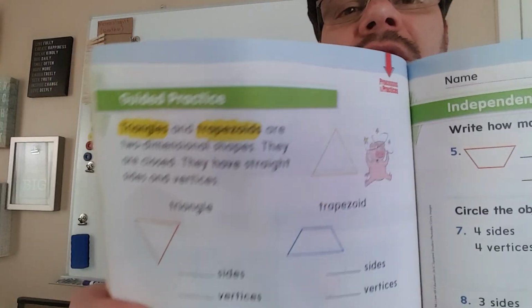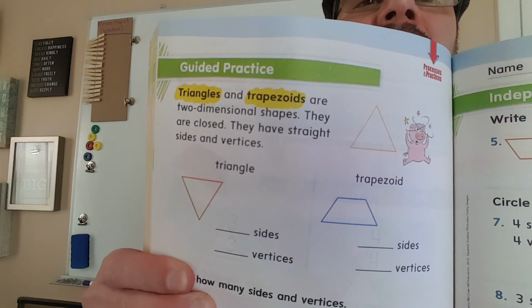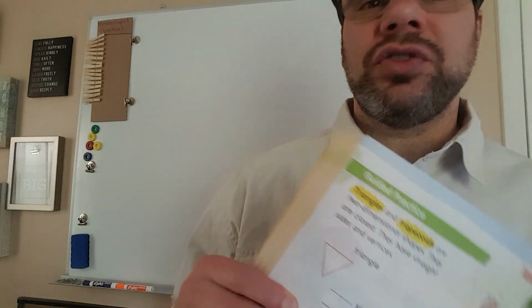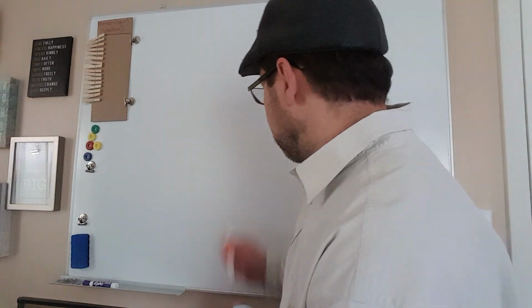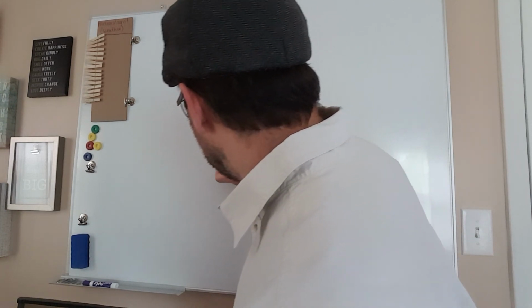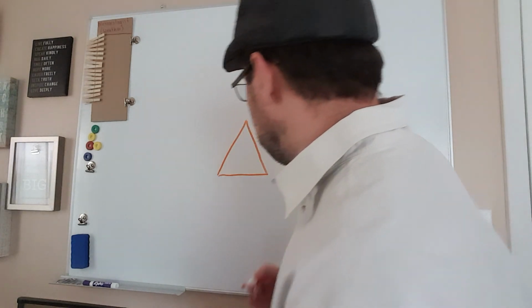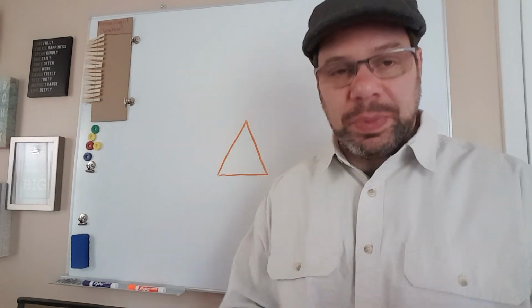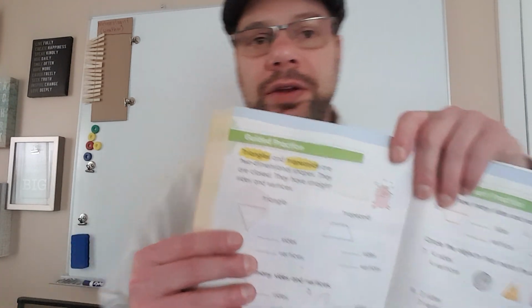And here's our definition. Triangles and trapezoids are two-dimensional shapes. Okay, two-dimensional. Remember we talked about two-dimensional is flat. I will go ahead and draw a two-dimensional triangle here. That is two-dimensional because it is flat. This page, the words on this page, they would be two-dimensional because they're flat. They're written on a flat surface.